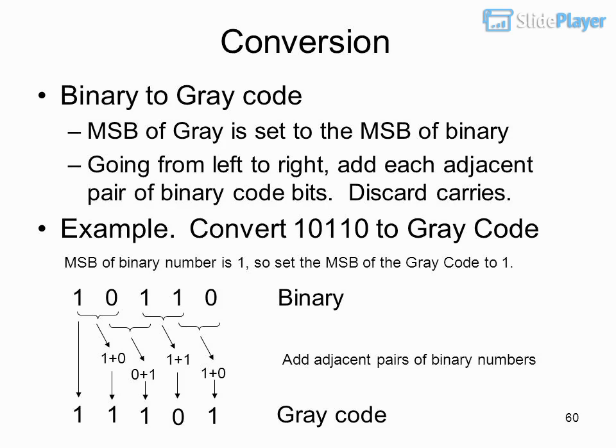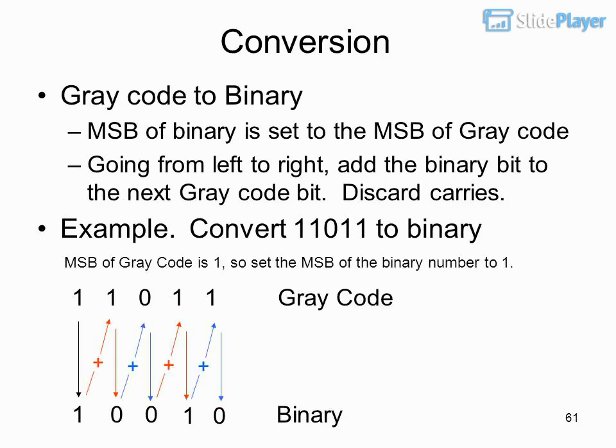Add adjacent pairs of binary numbers. 1 plus 0 is 1. 1 plus 1 is 0. 0 plus 1 is 1. 1 plus 0 is 1. Conversion from gray code to binary example.